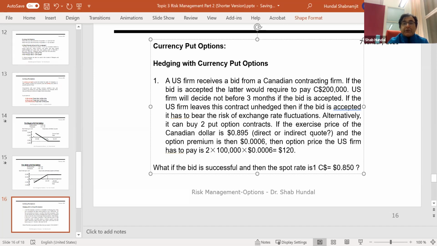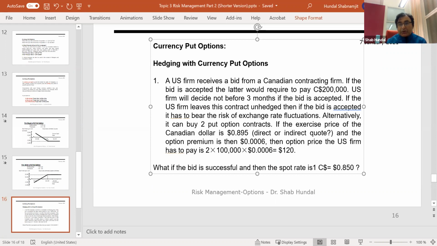Two, because the standard contract is 100,000, and in this case the money involved is 200,000, so you buy the two. And let's say that you have a contract where you will be getting 0.895 American dollars for each Canadian dollar. Because you are going to hedge yourself, so no free lunches, you need to buy the put option.